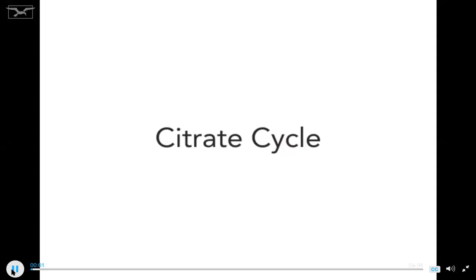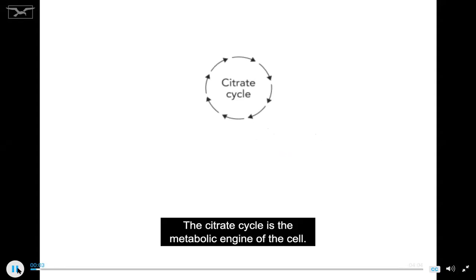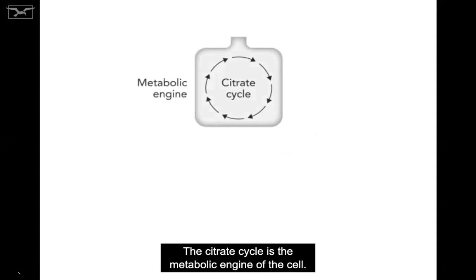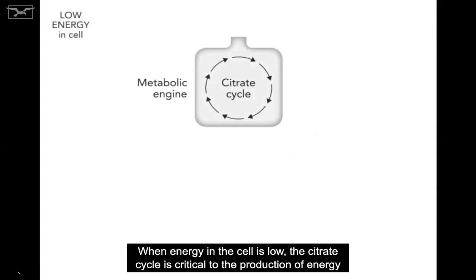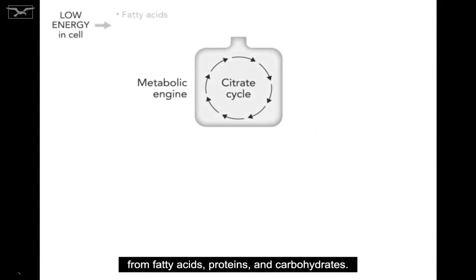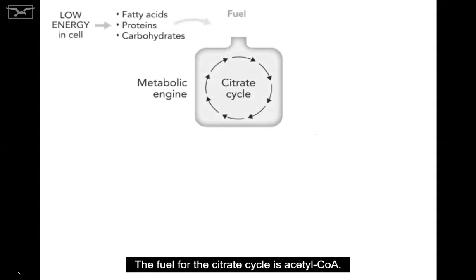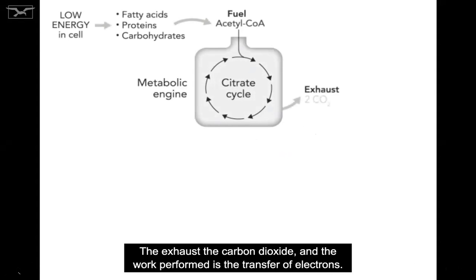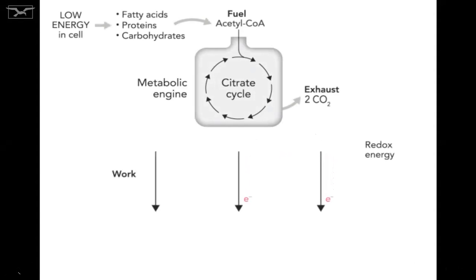Citrate cycle. The citrate cycle is the metabolic engine of the cell. When energy in the cell is low, the citrate cycle is critical to the production of energy from fatty acids, proteins, and carbohydrates. The fuel for the citrate cycle is acetyl-CoA. The exhaust is carbon dioxide, and the work performed is the transfer of electrons.